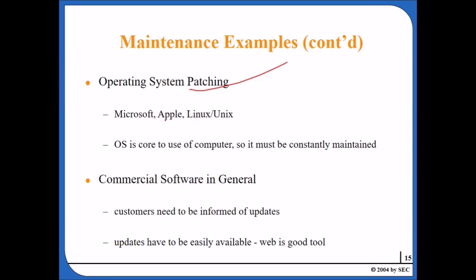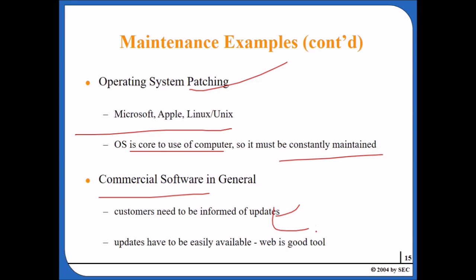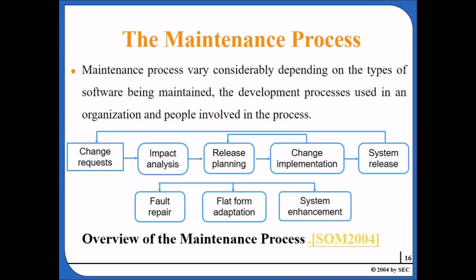Operating system patching: there are various operating systems which are released and then patches come, and the OS is core to the use of a computer, so it must be constantly maintained. Then commercial software in general: customers need to be informed of the updates, and updates have to be easily available. The web is a good tool now.